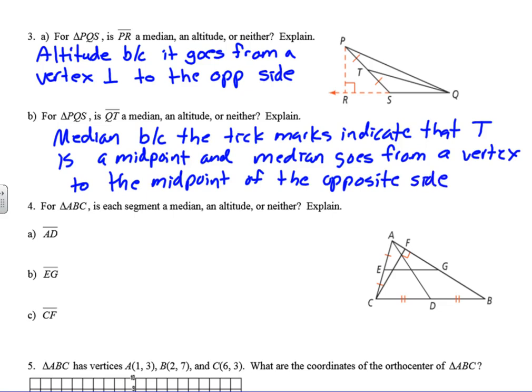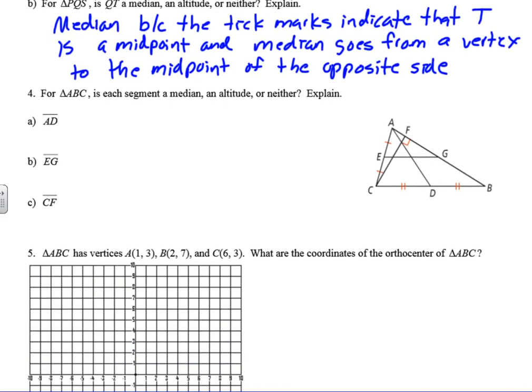All right. So for triangle ABC, is each segment a median, altitude, or neither? Let's look. AD. See how AD, A is a vertex, D is a midpoint. That means that is a median.